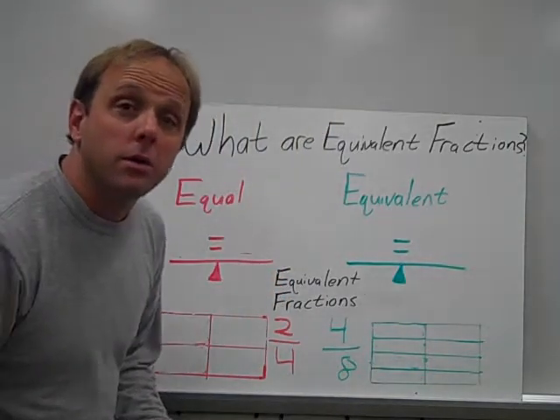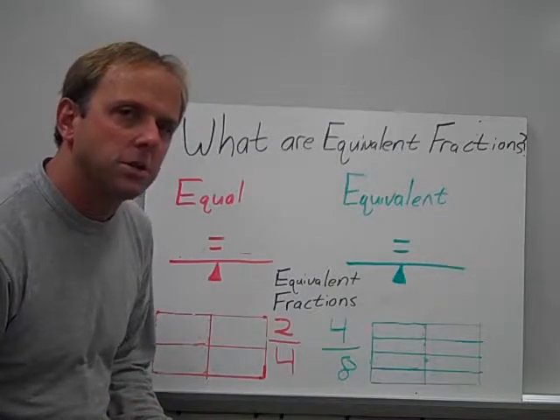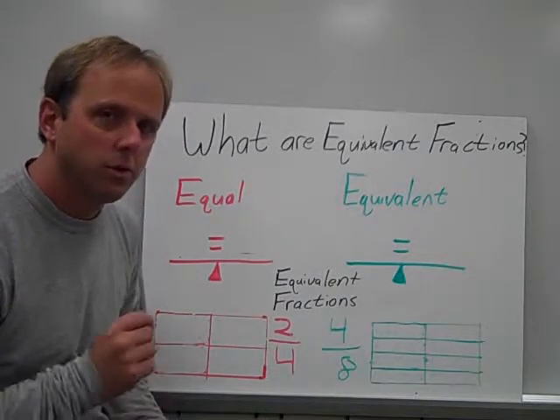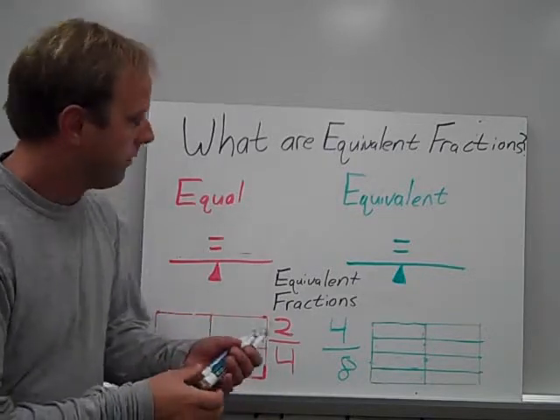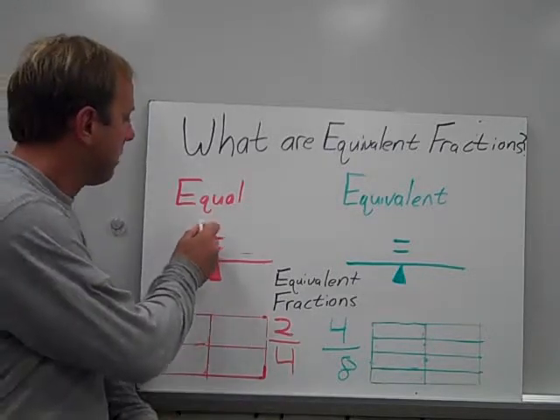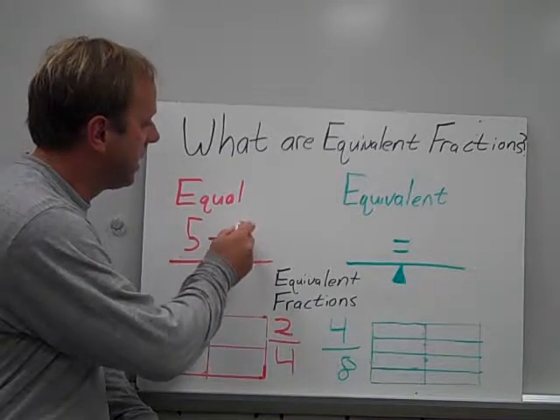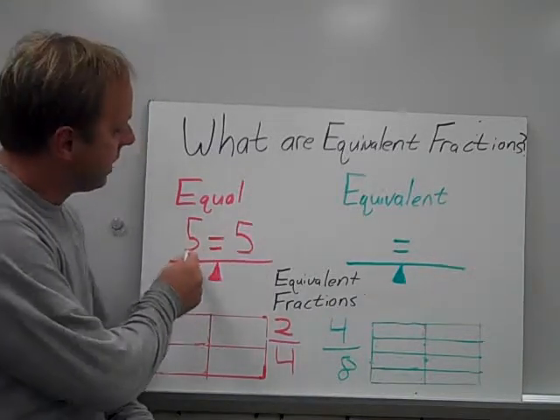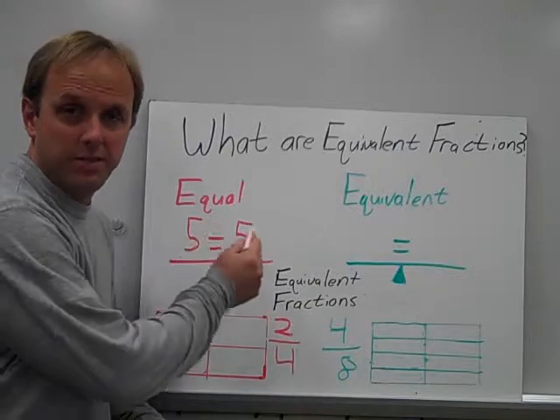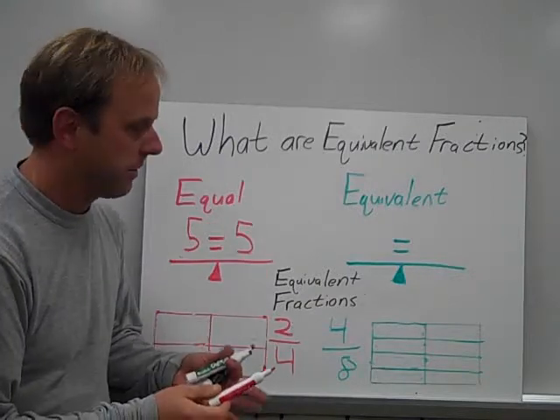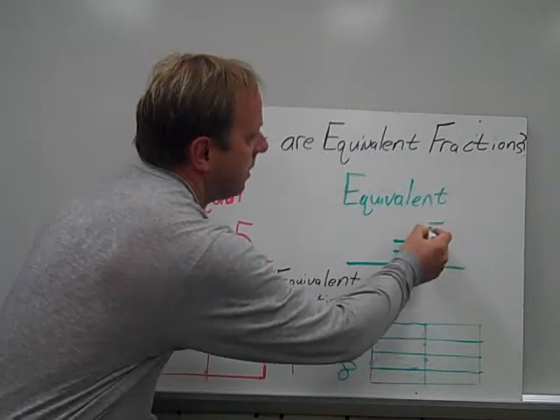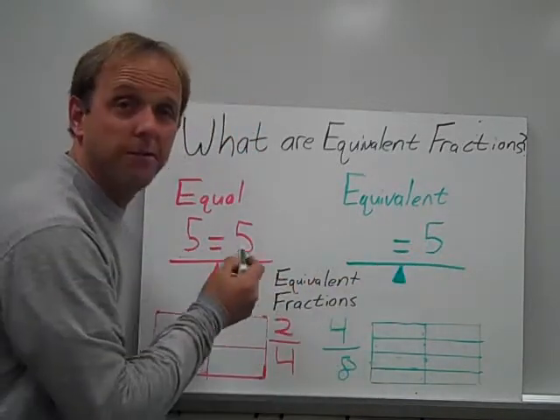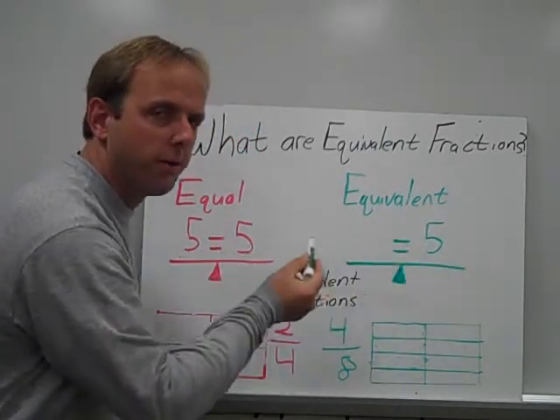Okay, today we're going to learn about equivalent fractions. Before we begin, I do want to refresh your memory as to the difference between equal and equivalent. Numbers are equal when they are the same on both sides of your equation. 5 is equal to 5. We have the exact same number on both sides of our equation. Numbers are equivalent when they have the same value on both sides, but they don't look the same.